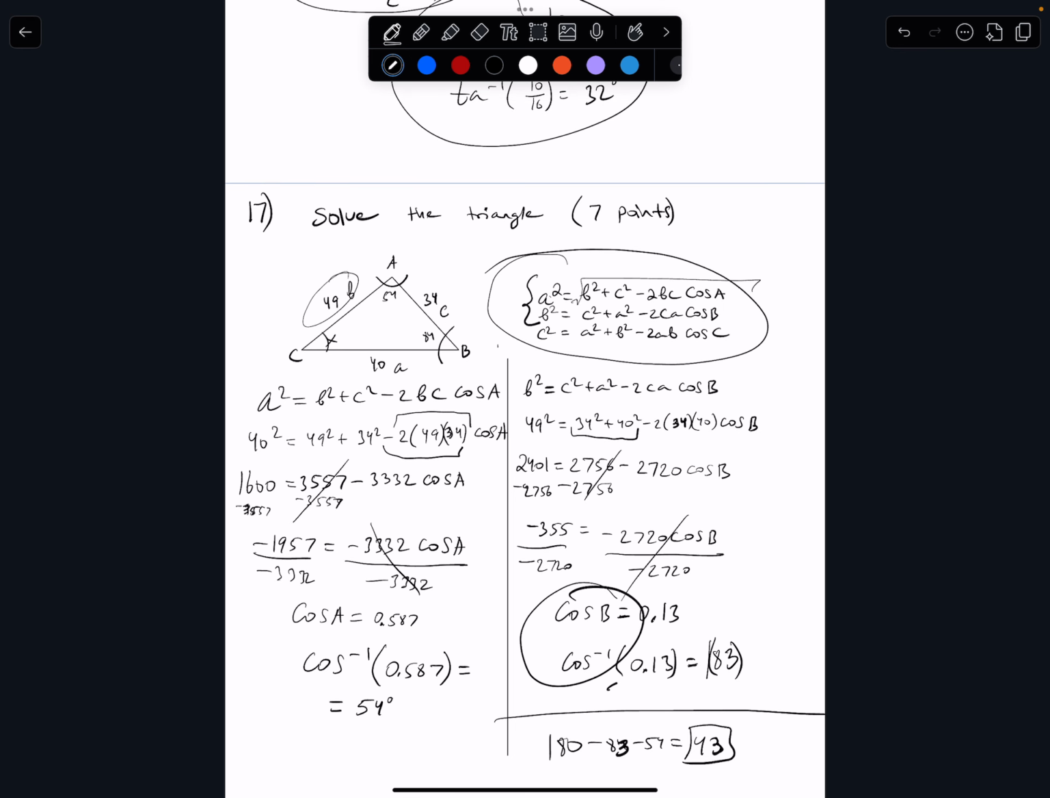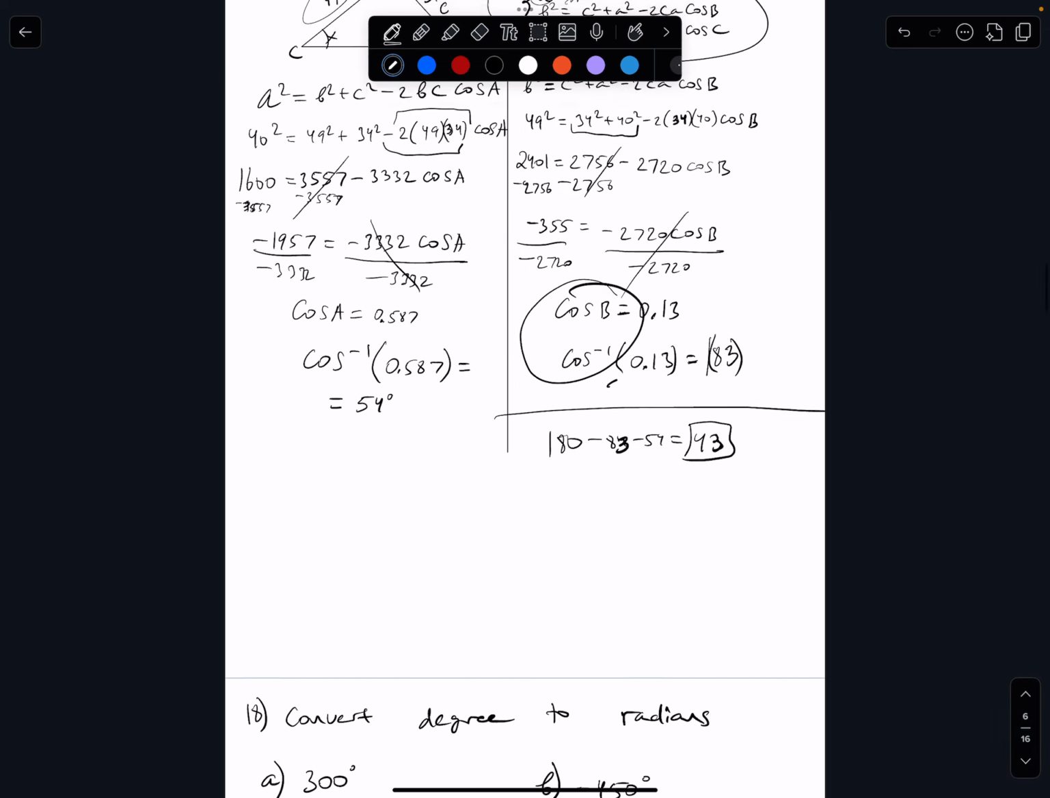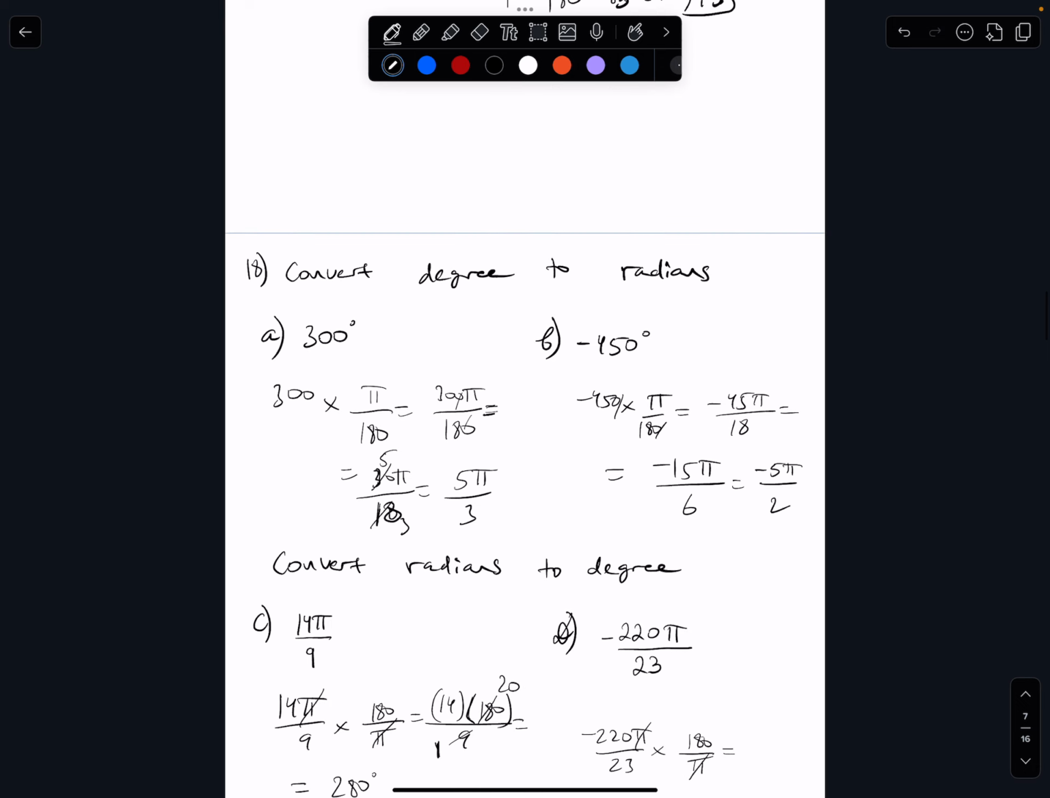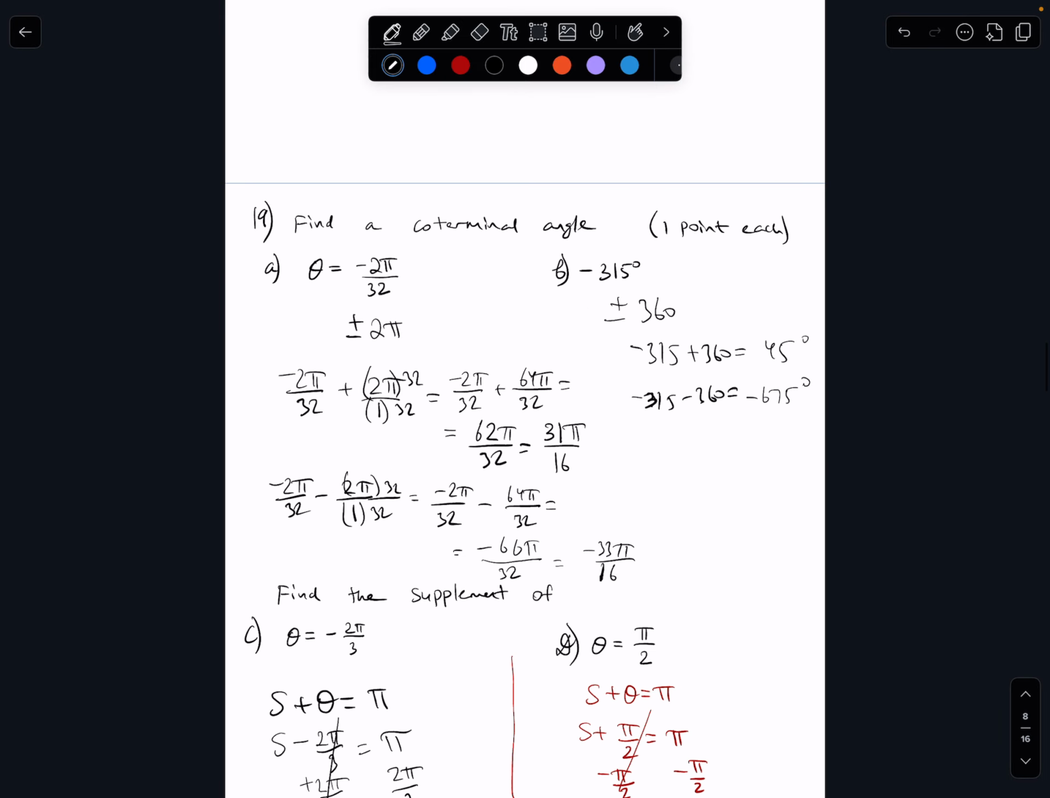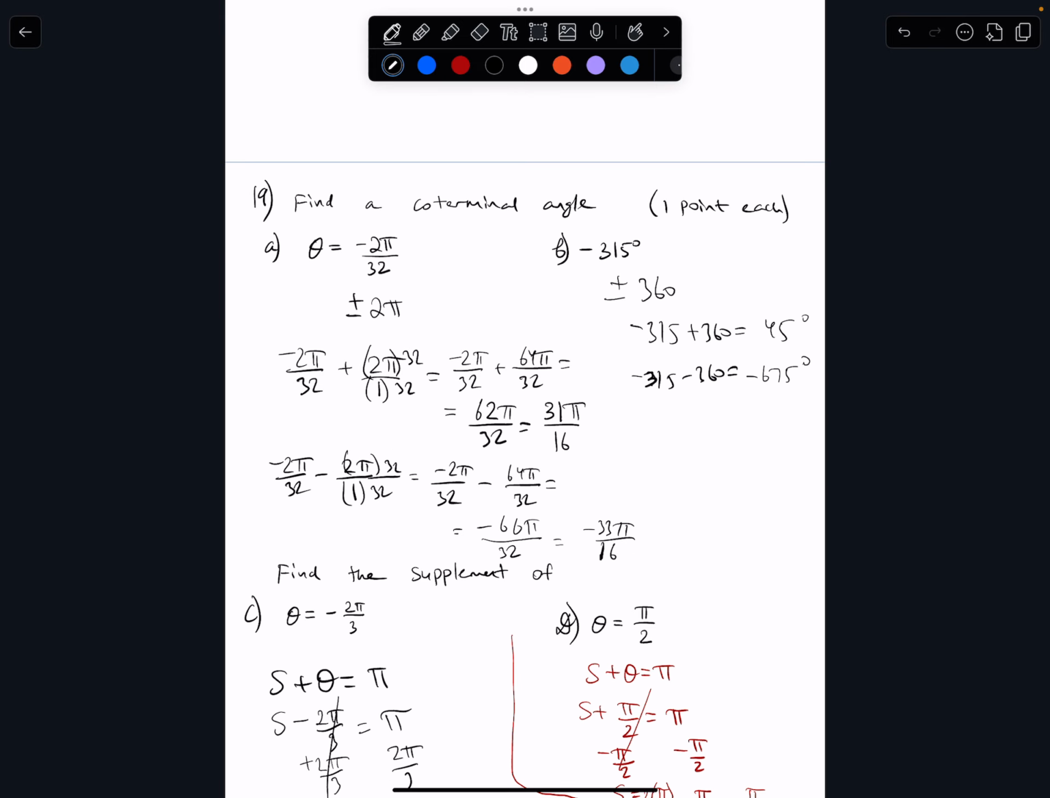Let's say if you need to find a, you'll just radicalize. So no inverse needed there. As long as you can understand that, you should be fine. Now, converting degree to radians, radians to degree, you should know when to multiply by 180 over pi or pi over 180. Same thing with coterminal angle, supplement.